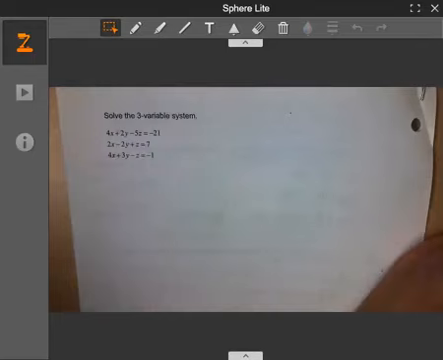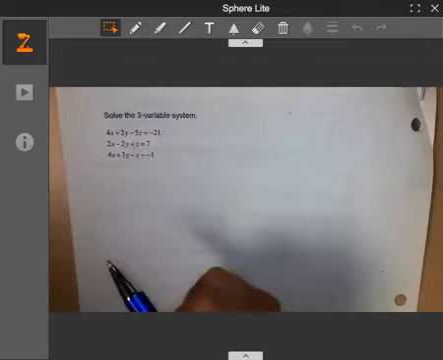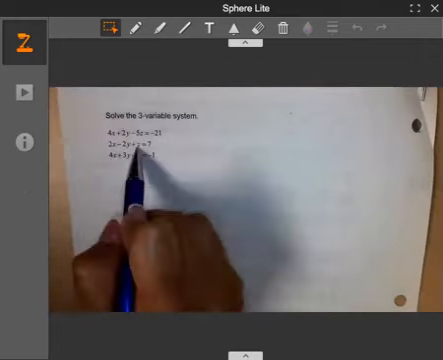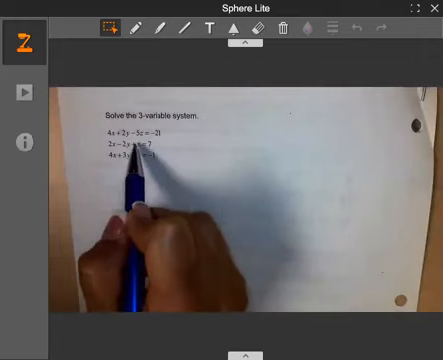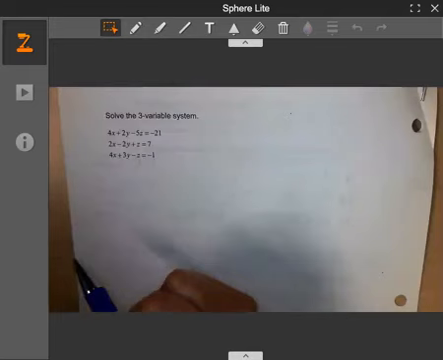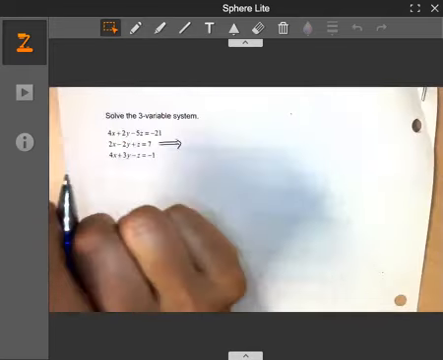With substitution, you need a variable by itself. In this case, none of these are solved for a variable, so we're going to have to do that first. I would want to solve for the z in either one of these equations. Since the coefficient is 1, it makes it easier. In fact, the second one is probably going to be the easiest since it's positive, so I'm going to go ahead and solve for z there.